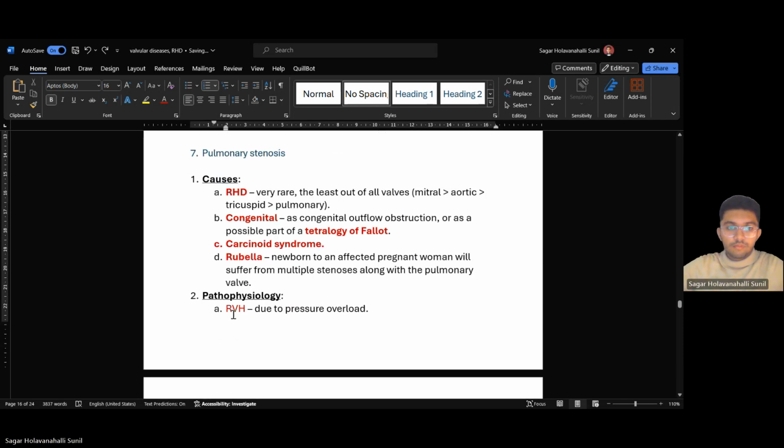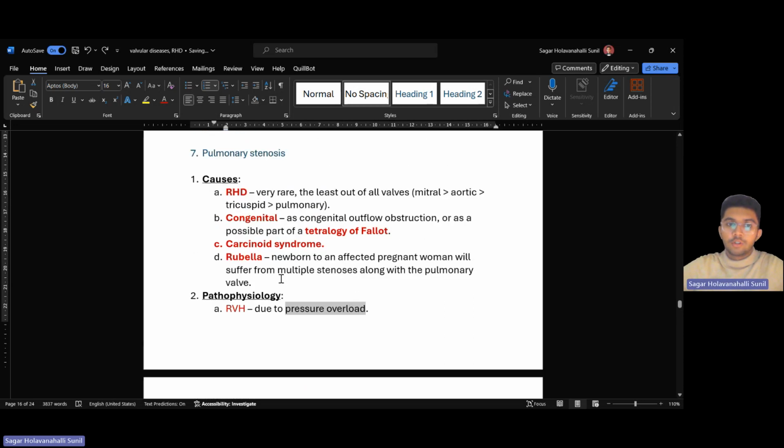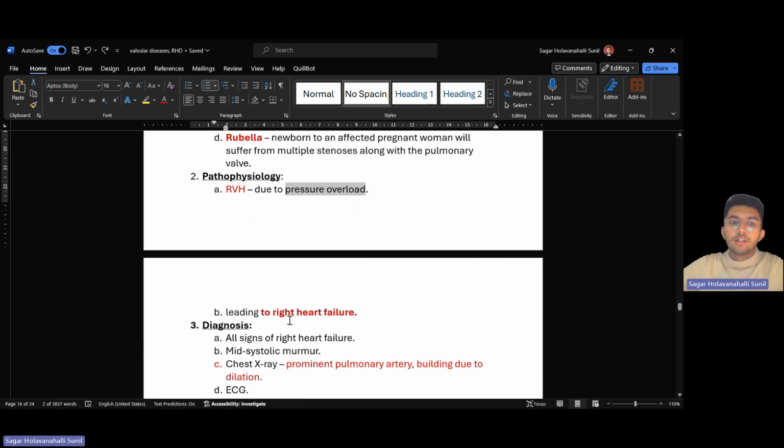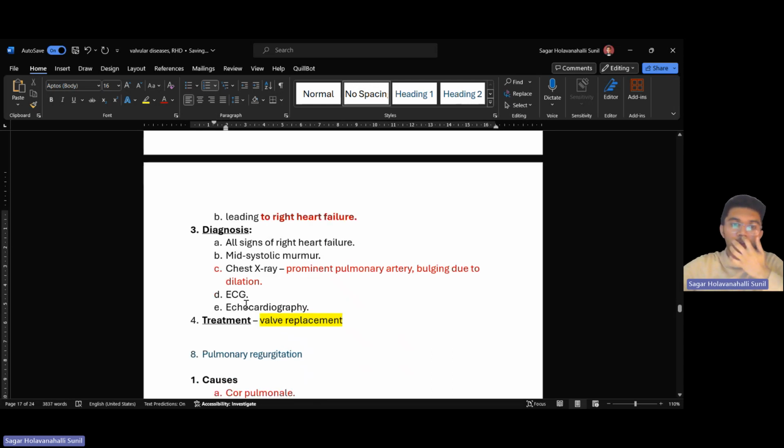Now, the pathophysiology of this is that due to pressure overload because of the stenosis, the pressure overload within the right ventricle will cause it to become hypertrophied, and again, it will lead to right-sided heart failure. Now, diagnosis: all the signs of right-sided heart failure, mid-systolic murmur, chest X-ray, where you can see a prominent pulmonary artery that is supposed to be bulging a bit, I guess, due to dilatation. ECG, echocardiography, that's the standard answer for all of them.